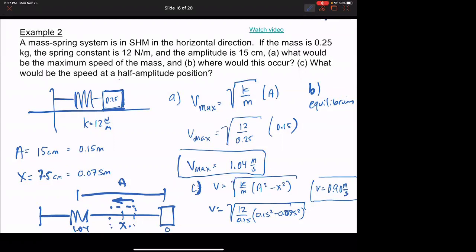Wait, all right. I don't see why the 0.15 is not inside the square root of the first one, but is in the second one. Well, because this is A squared, so you could write it as K over M A squared, right? But the square root of A squared is A, so that just comes out to be K over M times A.